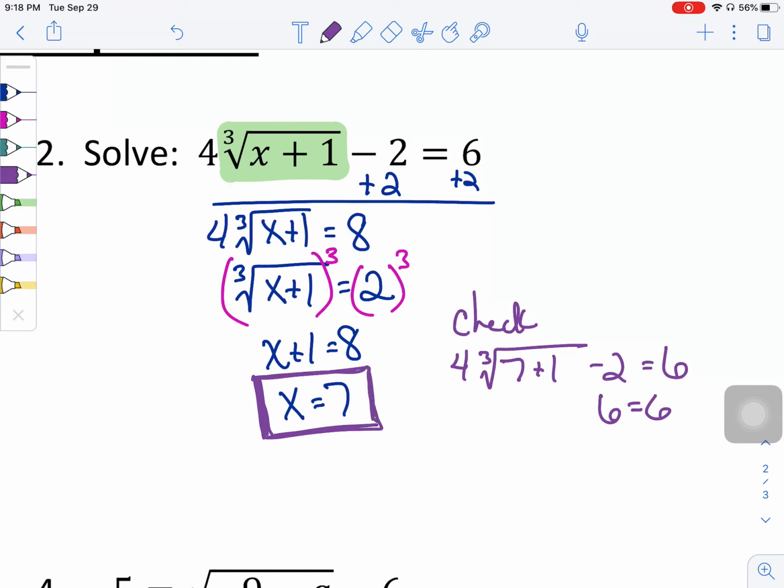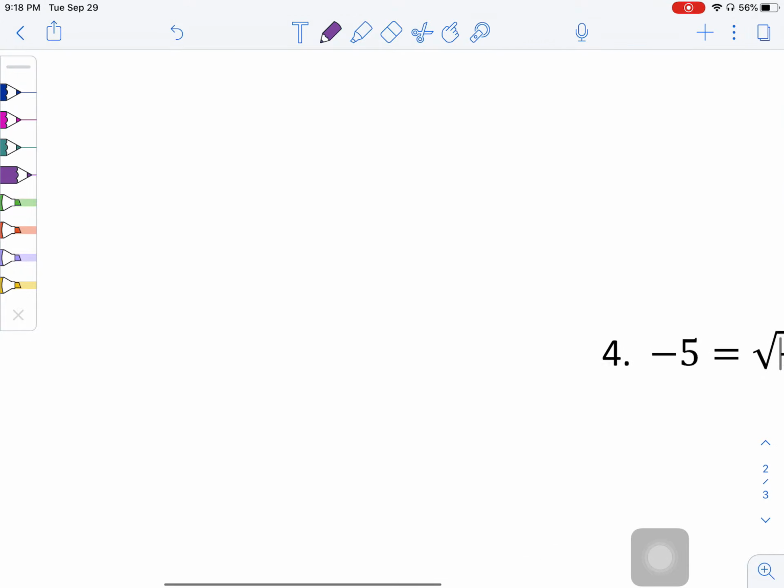Now, a common thing that students will sometimes do is, oh, if 6 equals 6, then 6 must be the answer. No. This is your check to make sure that this answer over here is the correct one. Okay? So the 6 equals 6, that's not your answer. That's just the check to make sure everything worked. Okay.